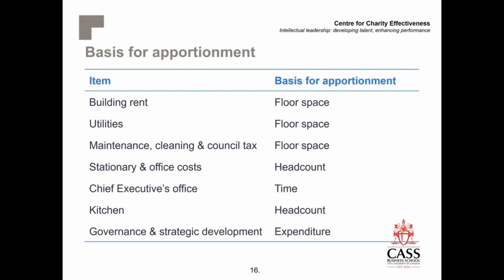How are we going to do that? Well, we're going to apportion on a basis like floor space for building, so you can see the head count or the floor space different things take. The chief executive's office, you might want to apportion against time. You've got the different things that you could focus on, to take the money and divide it out across the different services or the different projects.